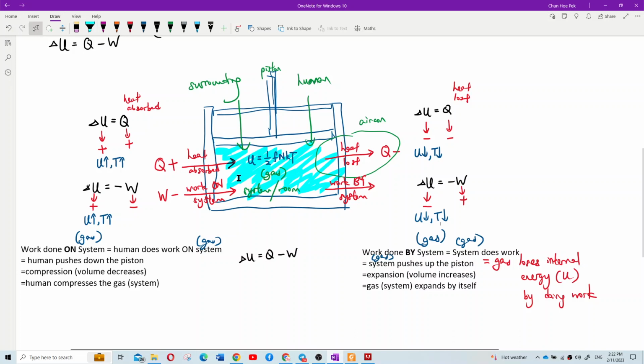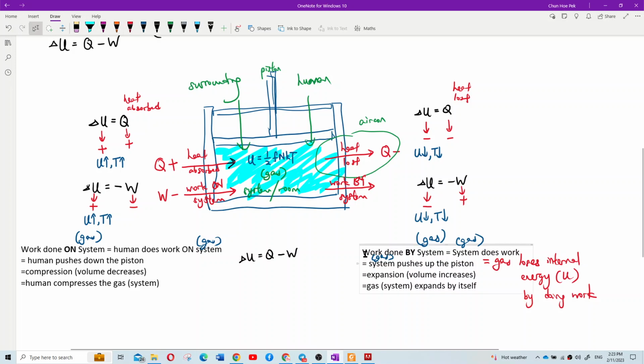Why does the gas internal energy decrease? Because it uses its own internal energy to do the work. Because it's work done by the gas. How does it do work? It pushes up the piston and expands, so it loses energy. Imagine if you do work, you lose energy, isn't it? You can't say you do work and you gain energy. Correct, class?